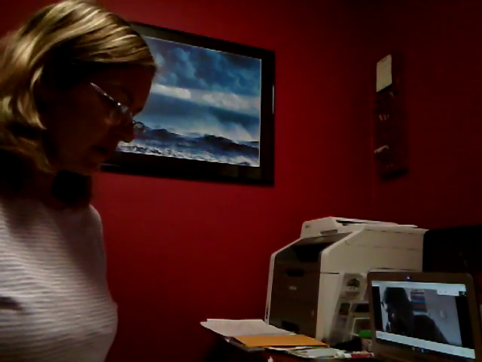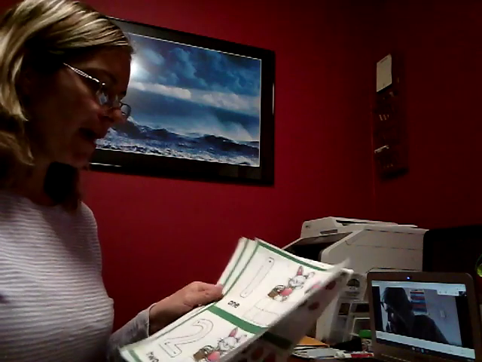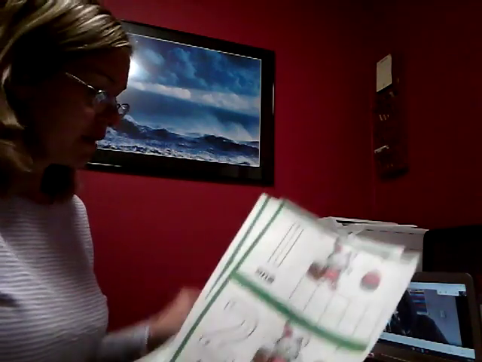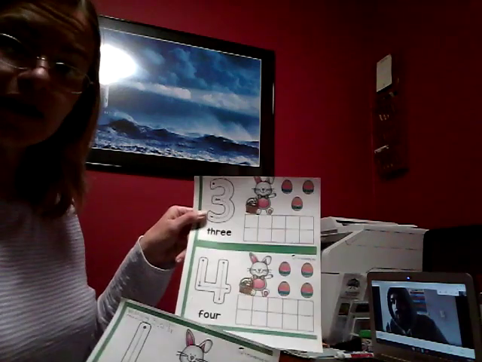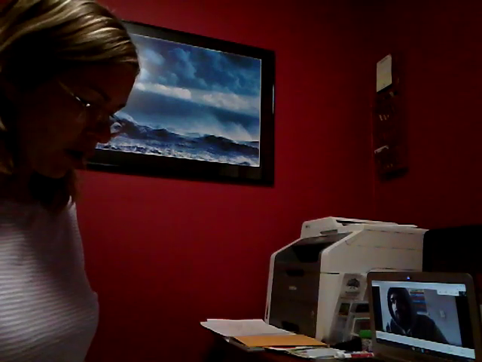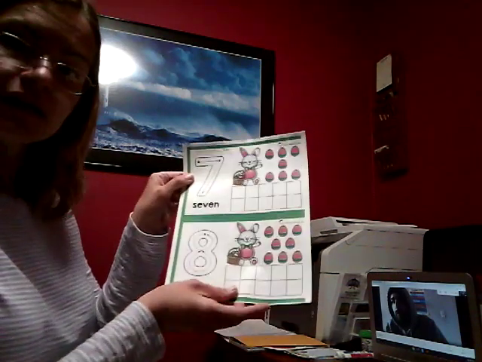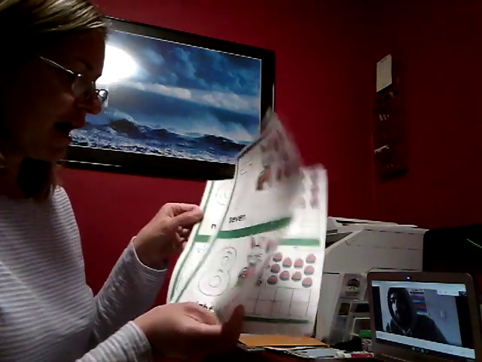So, in your packet, you should have two papers. You may have the numbers 1, 2, 3, and 4, or you may have the numbers 7, 8, 9, and 10.